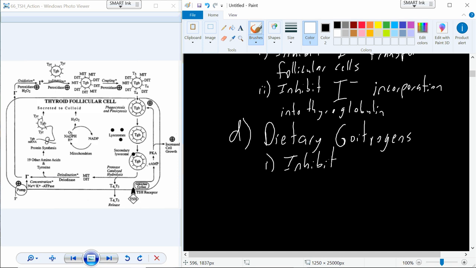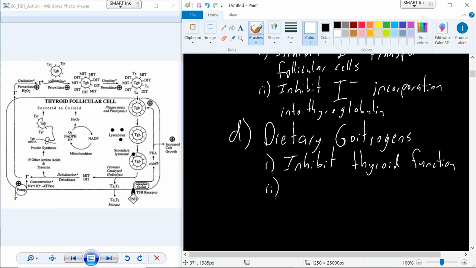So dietary goitrogens. These are things that we consume that will inhibit thyroid function. So you would take that for hypothyroid type conditions, including Graves' disease. I don't know as much about Hashimoto. Is Hashimoto a hypothyroid? So yes, probably.